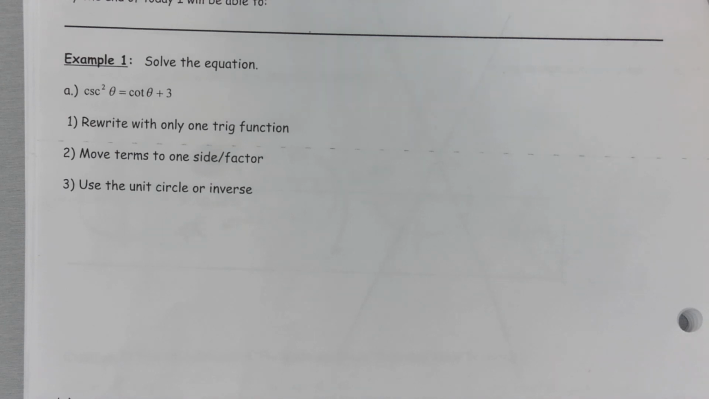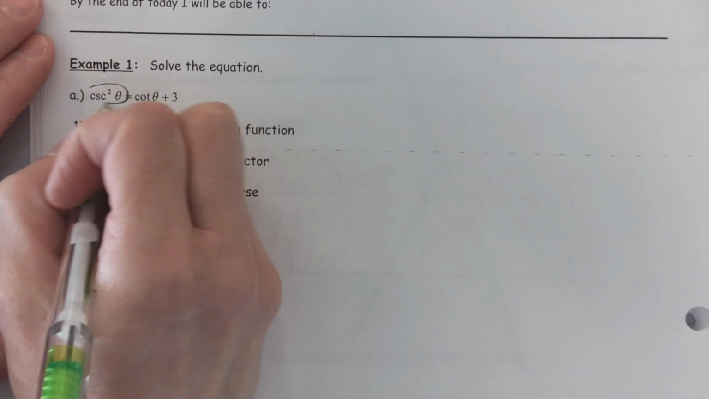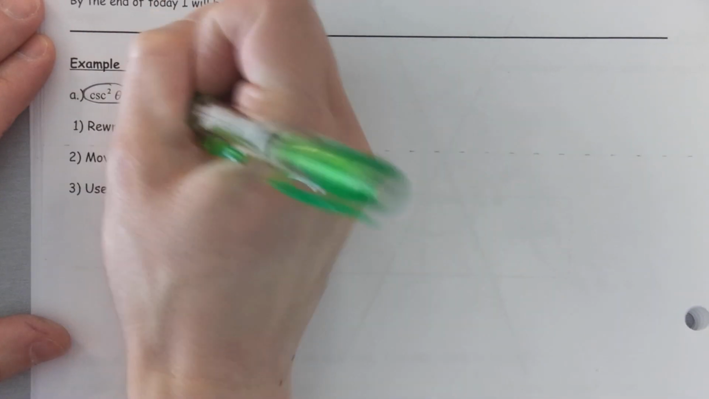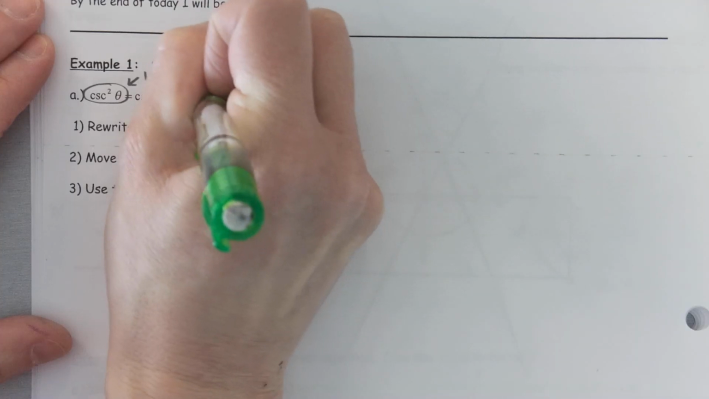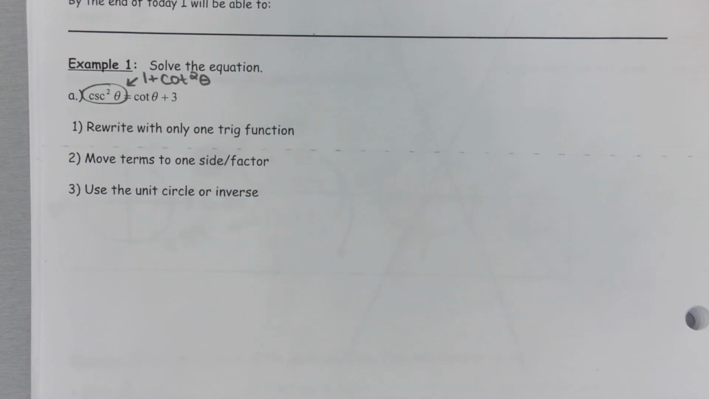So what is the cosecant squared equal to? This is equal to what? Okay, 1 plus cotangent squared theta. So we're going to start with that.